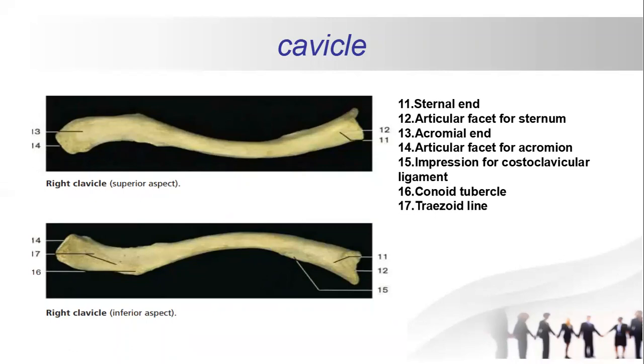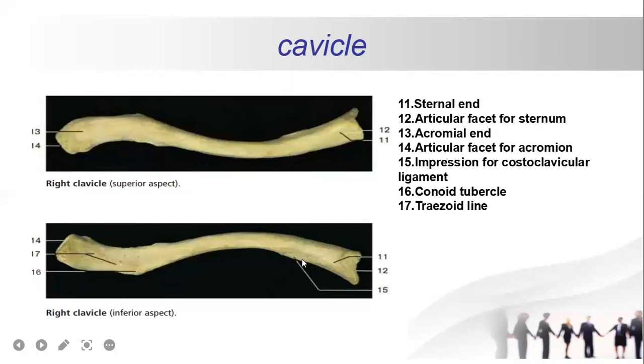Then number 13, we have the acromion end. This is the area just next to the acromion of the scapula. We have 14, the articular facet for the acromion, the point where it articulates with the acromion to form the acromioclavicular joint. Moving to number 15, we have the impression for the costoclavicular ligament.